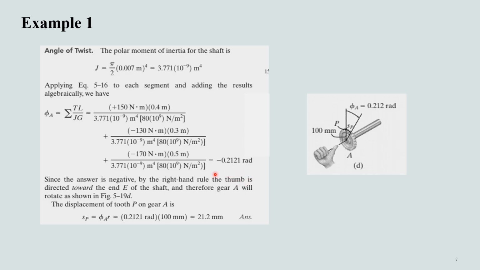This answer is negative, and it means by the right hand rule the thumb is directed toward the end E of the shaft, and therefore gear A will rotate as shown here, towards the right, or it will have a clockwise rotation. The displacement of tooth P on gear A can be determined by multiplying this angle with the radius of the shaft, and thus the displacement of tooth P will be 21.2 millimeters.